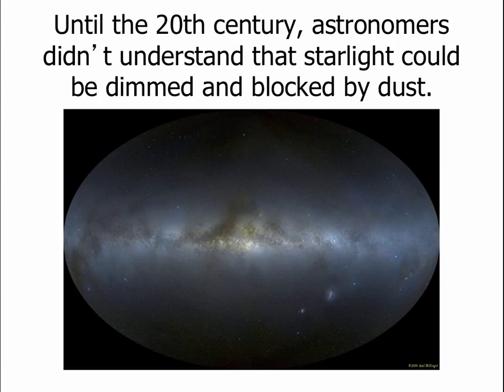The reason that William Herschel didn't get the proper size of the Milky Way, or one of the reasons that his method didn't work, is because he did not know that there was dust. And as we talked about under star formation, dust blocks and dims starlight.